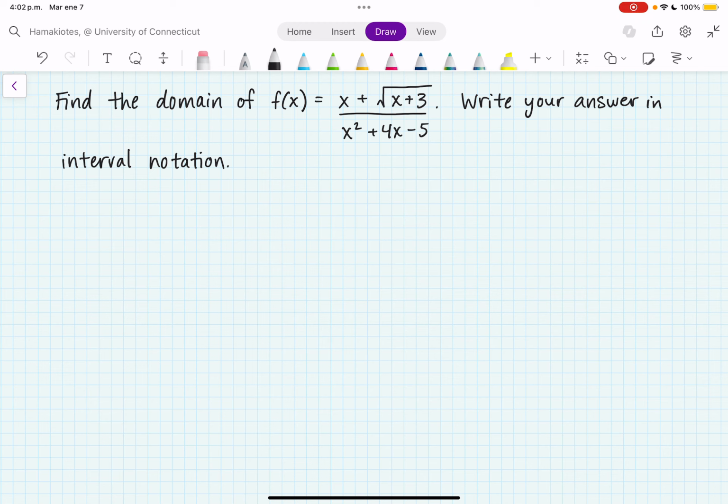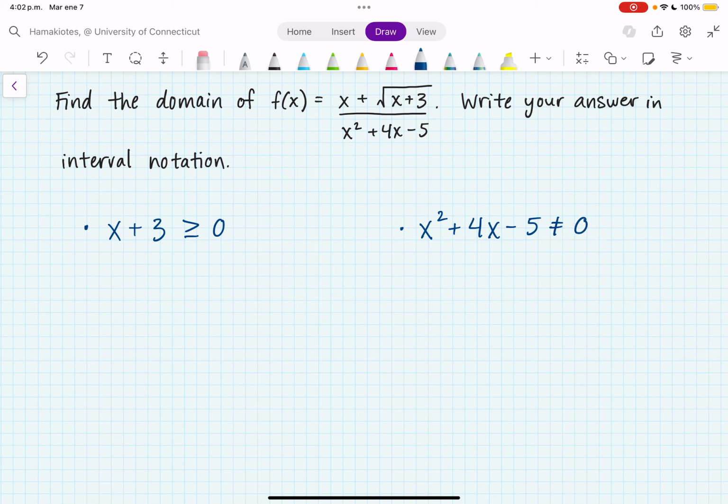So there's two conditions that we'll need to check. First, we want to make sure that we're not taking the square root of a negative number. So what that means is we want to make sure that x plus 3 is greater than or equal to 0. The next condition we want to check is that we're not dividing by 0. So what that means is that our denominator is not 0. So x squared plus 4x minus 5 cannot be 0.